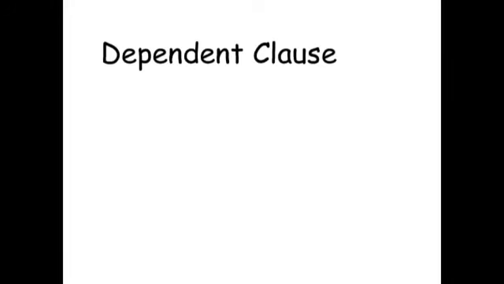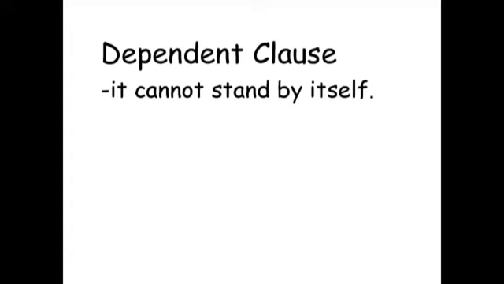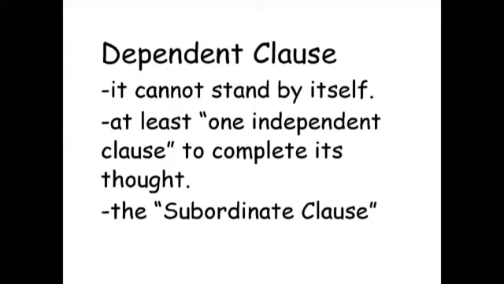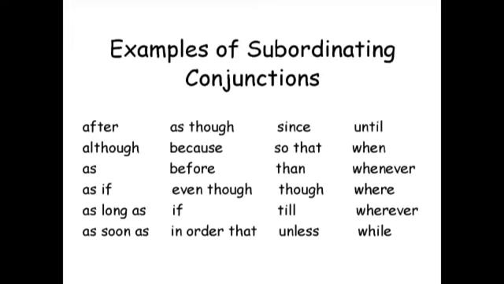The second type, the dependent clause. A dependent clause differs from independent clause because it cannot stand by itself. It needs at least one independent clause to complete its thought. This clause can also be called the subordinate clause. Example: in our sentence earlier, Mary has a cat. We can add any subordinating conjunction to it to make a dependent clause. Now, let me show you first some examples of subordinating conjunctions.